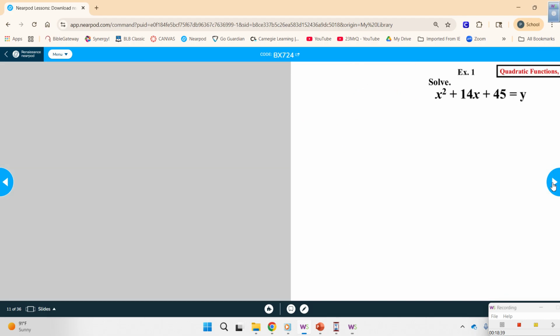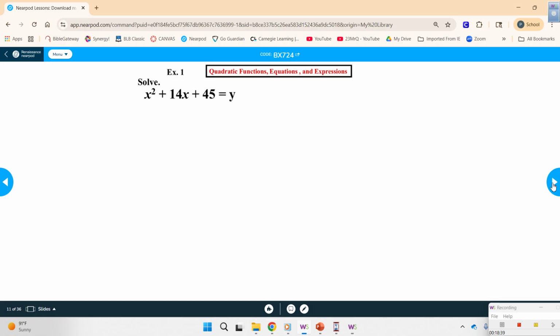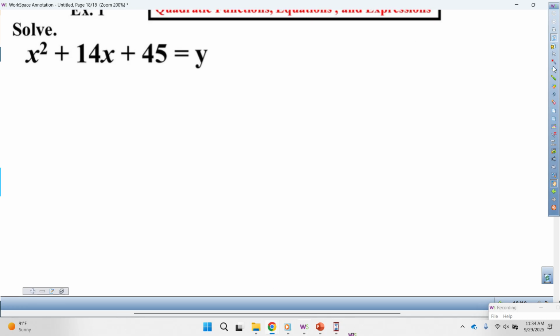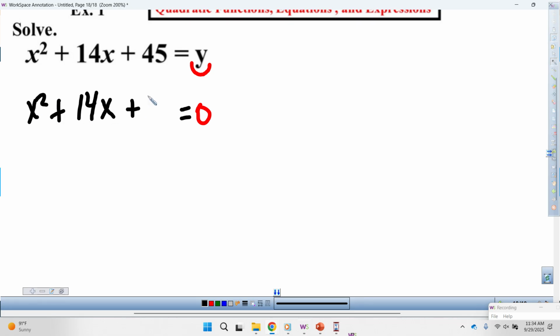All right. Then copy this. Example 1. X squared plus 14x plus 45 equals y. It's going to go super fast, so stay with me. Here we go. We're going to solve and graph. All right, whenever you get an equation like this, first things first, it needs to be set equal to 0. So the first thing, we change the y to what? To 0. Bring everything else down. X squared plus 14x plus 45.